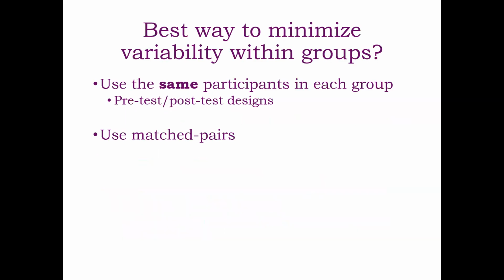The best way to do that is to use the same participants in each group. So in our example, we'd have the same people. One day they'd come and they'd be in the ostracized condition, and then maybe a couple weeks later they'd do a different experiment with a different facade, a different story, and then they'd be in the included condition. Then we compare how aggressive they were, right? And that's what we'll cover next topic.